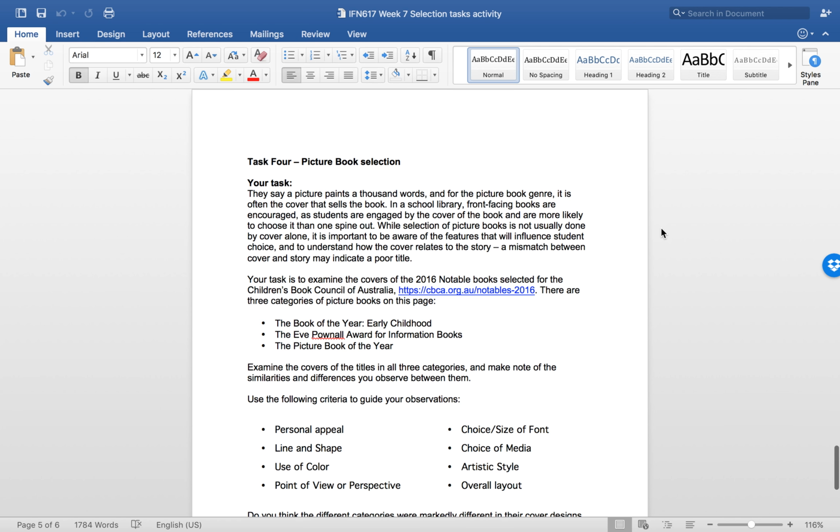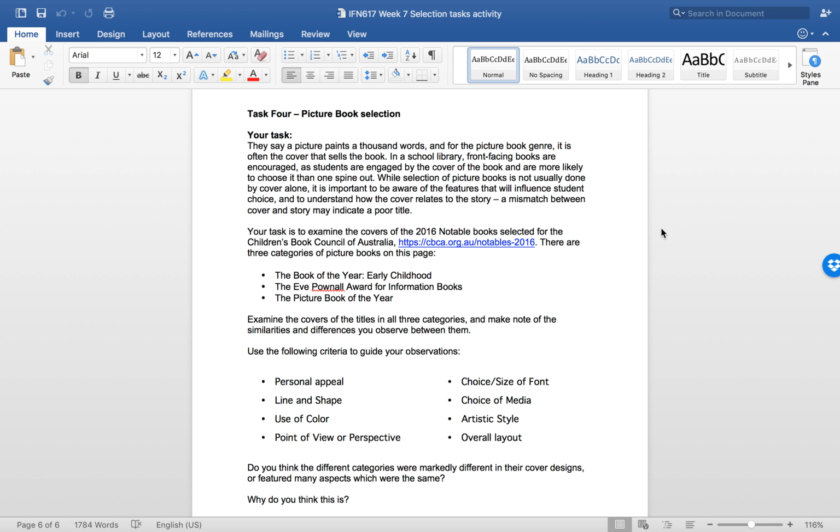Okay, and the last one that we looked at was the picture book selection. And this was also really interesting because everybody has a different opinion here on which books they would like to choose.